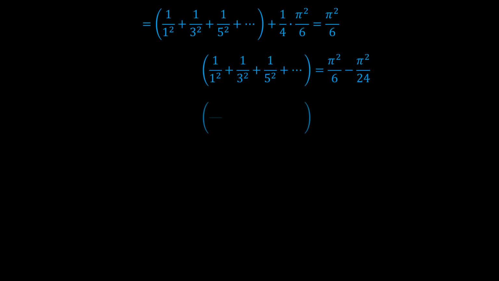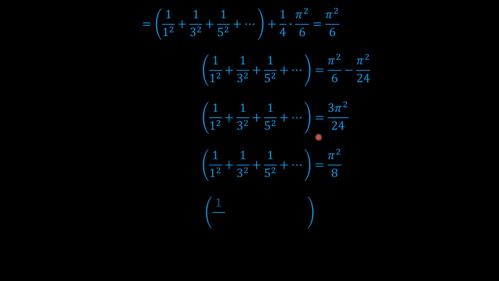So what that means is that the odd terms are pi squared over 6 minus pi squared over 24. I found out that the odd terms add up to 3 pi squared over 24, because 24 divided by 6 is 4, so 4 pi squared minus pi squared, we have 3 pi squared. So what does that mean? It means that that's the same as pi squared over 8, and the even terms are the total sum minus the odd terms. So pi squared over 6 minus pi squared over 8, which is the same as pi squared over 24.